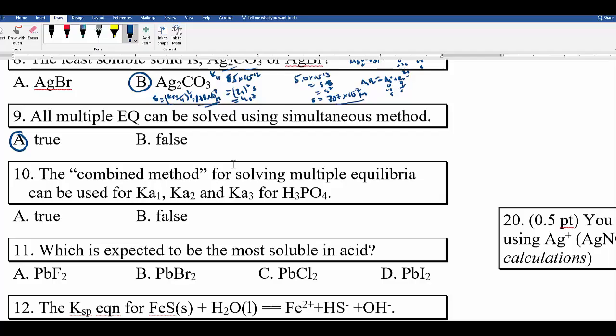10. The combined method for solving multiple equilibria can be used for Ka1, Ka2, and Ka3. We can't combine these because the combined method only works when the first K is very large and the second K is very small. Oh no, I have it backwards. The combined method only works when the first K is very small and the second K is very large. But these Ks fall in succession. So this one's like 10 to the minus 3, 10 to the minus 5, 10 to the minus something.